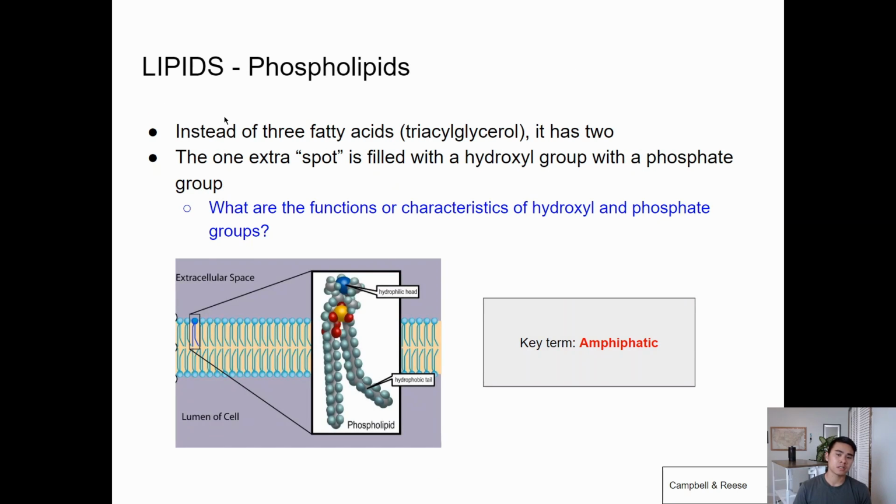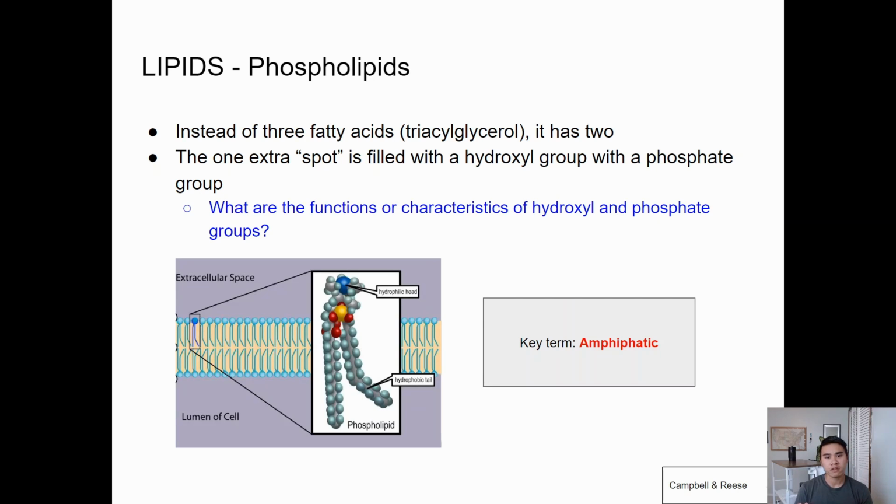Okay, phospholipids, the second important lipid. So instead of 3 fatty acids, remember triacylglycerol has 3 fatty acids attached to a glycerol through ester linkages. This one has 2. And then the extra spot is filled with the hydroxyl group.